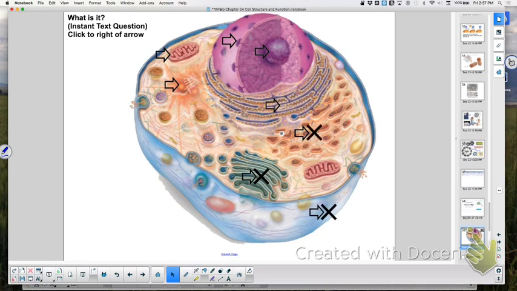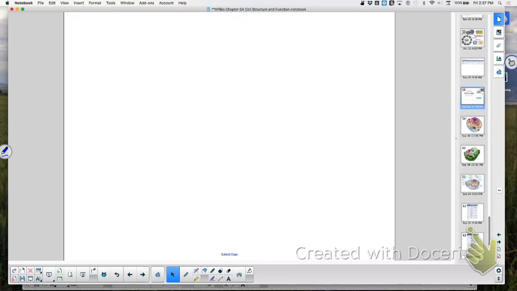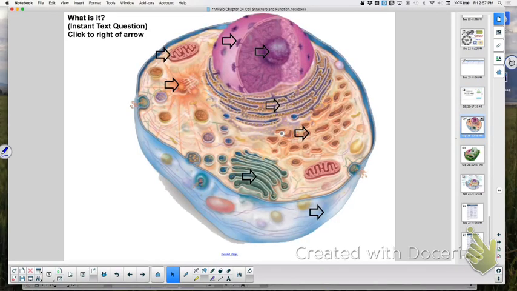What's this? Nuclear pore of a nucleus. What's this? Those were what? Centrioles. All right. Wait, what was that again? Want to go back? Do it again for me. What's this right here? Perfect. What's this?